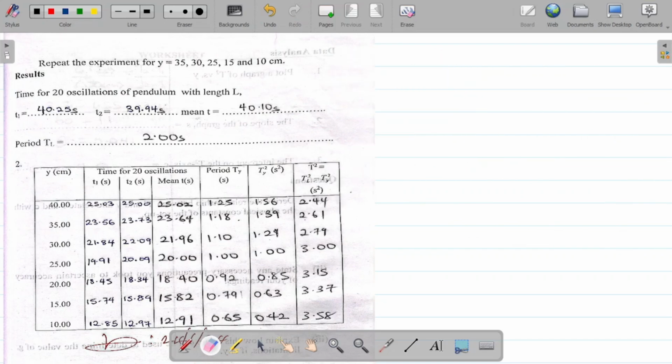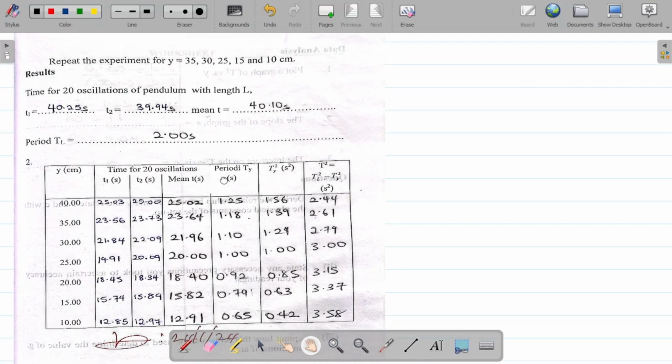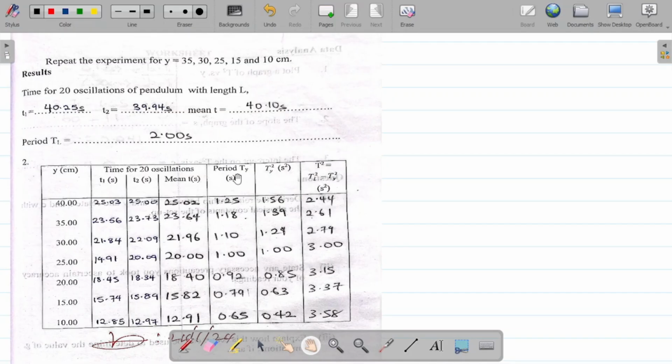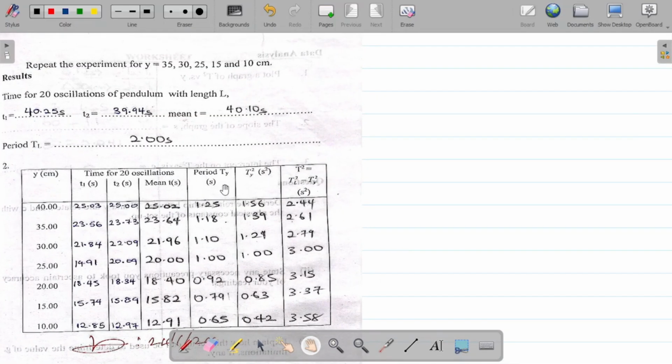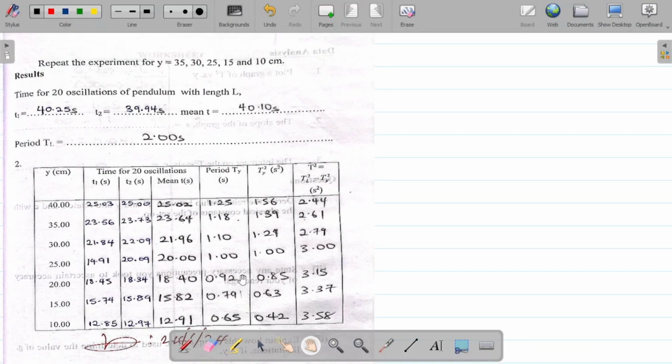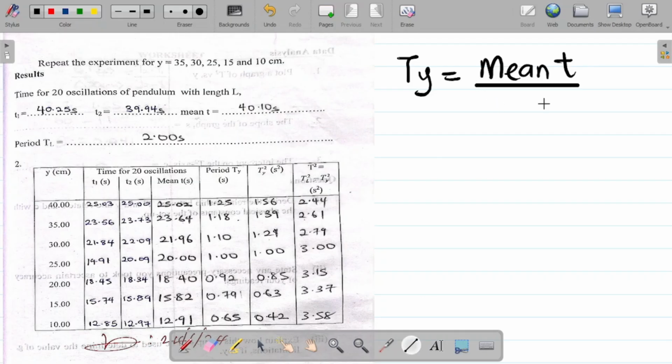My next column is this column here, where you have the period T_y. How do you fill up this column? Let's assume you've not filled it yet. Your period T_y column will be equal to the mean T divided by the number of oscillations.